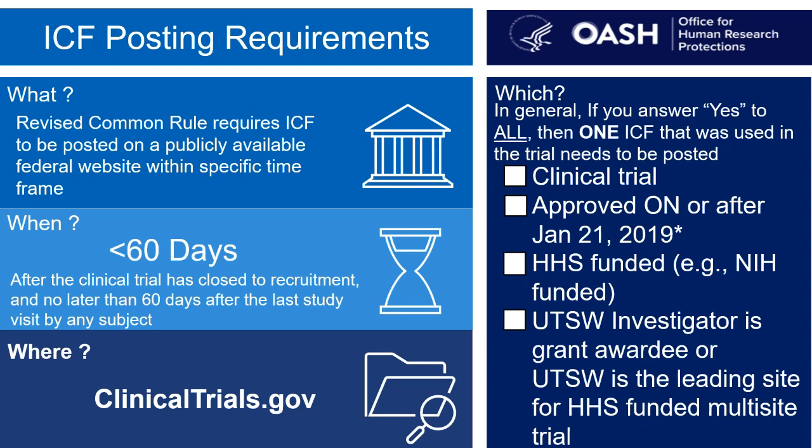Now, where do we post the informed consent form? At this time, two publicly available federal websites will satisfy the consent form posting requirement of the revised Common Rule. One of them is clinicaltrial.gov. The other one is regulation.gov, where you can post using a docket folder. But we recommend posting the consent form in ct.gov so that we can assist you with posting. We also send a reminder email to the study team to stay in compliance with this new posting requirement.